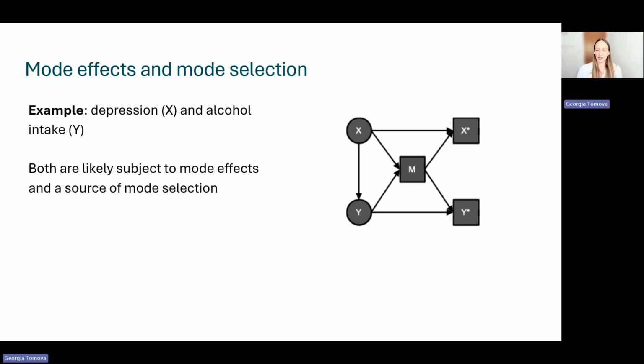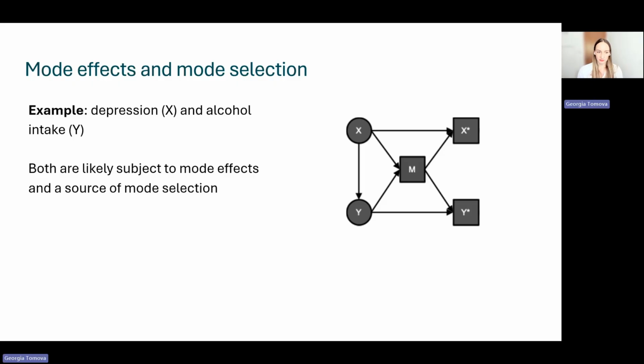Of course, there can be both mode effects and mode selection. Suppose we're interested in the effects of depression on alcohol intake, so we depict depression with X and alcohol intake with Y. Here, both are likely subject to mode effects and probably both a source of mode selection. So we draw the DAG in the following way. We have the latent X and Y variables that both cause M, which is mode. In turn, mode causes their measured versions X star and Y star because we have mode effects.